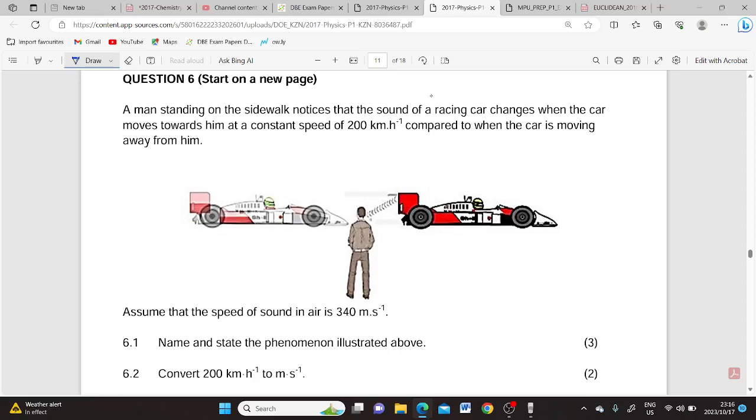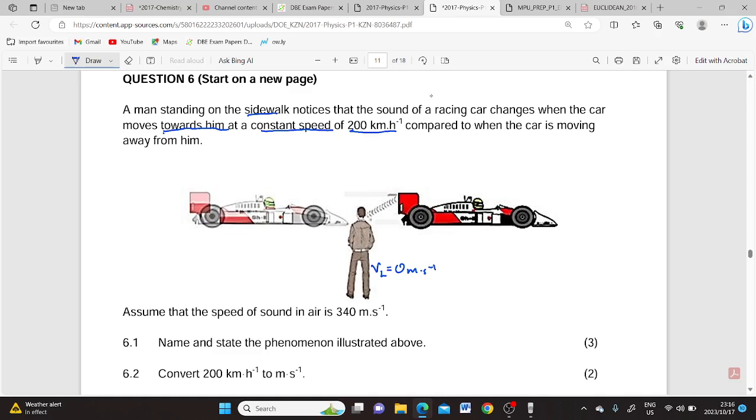Add another question on Doppler effect. They say a man standing on a sidewalk. Now the man is standing, it means the velocity of the listener, because the human being is a listener, is 0 meters per second. Notice that the sound of the racing car changes when the car moves towards him at a constant speed of 200 kilometers per hour. So let's change it for now, because we're working with meters per second.